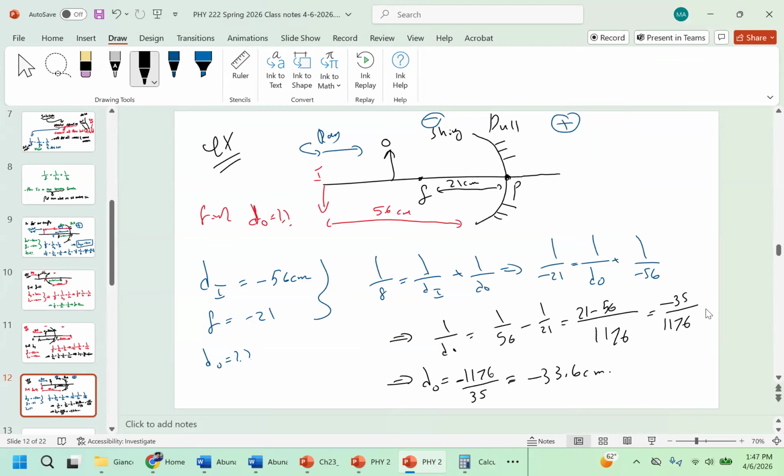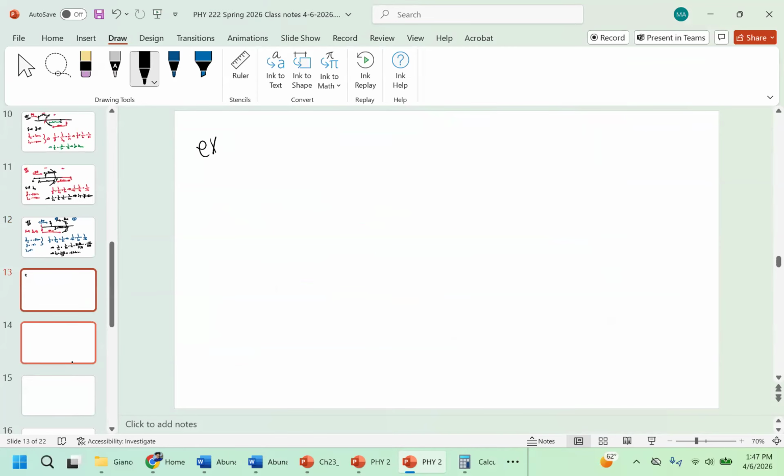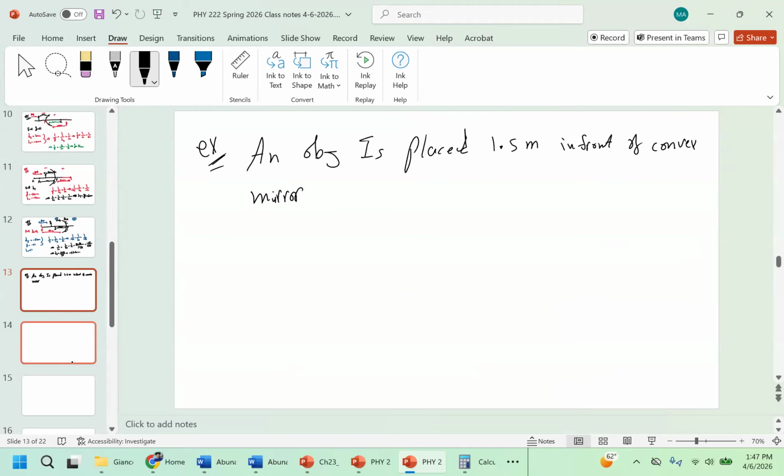All righty. Okay, well, let's do another example, shall we? Let's say an object is placed 1.5 meters in front of a convex mirror of focal length 1 meter. Find the distance of the image.